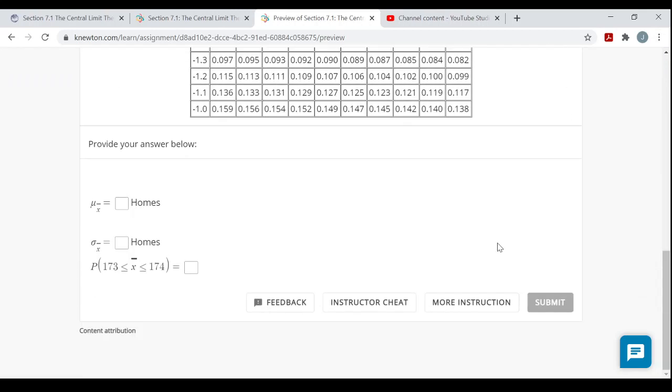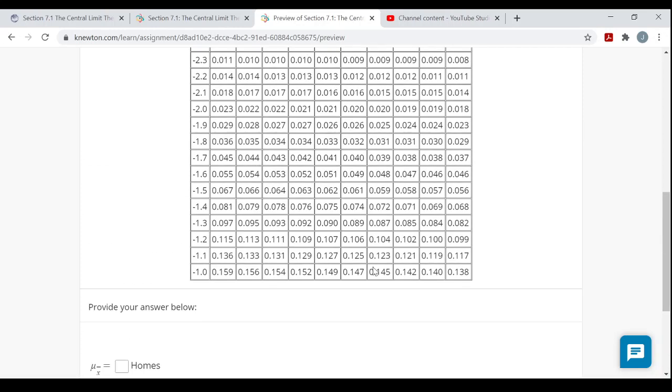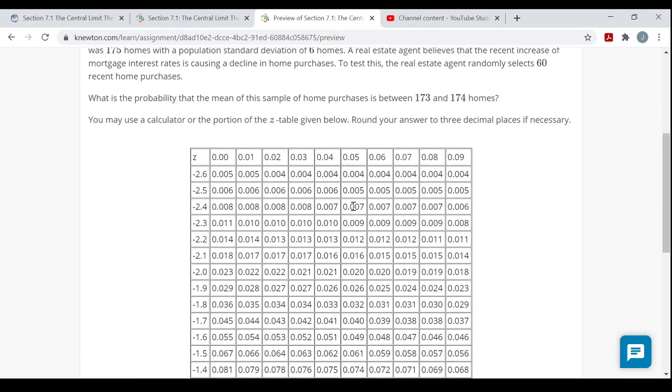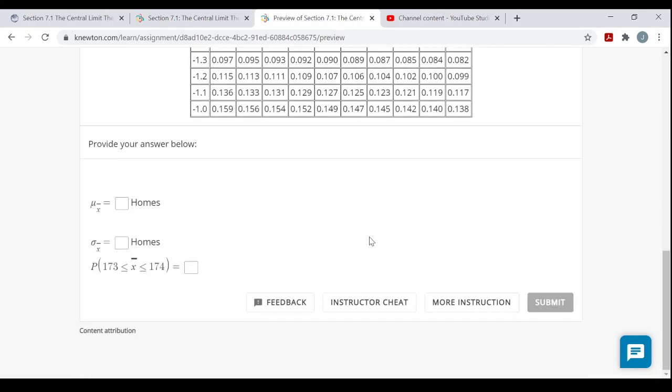Maybe draw a picture. They want you to type out the mean of the means. That's the same as the mean of the population. Remember, the standard deviation of the x bars is the standard deviation of the population divided by the square root of the sample size. And then what's the area under the curve between 173 and 174? And round to three decimal places, because all these values in here are to three decimal places.